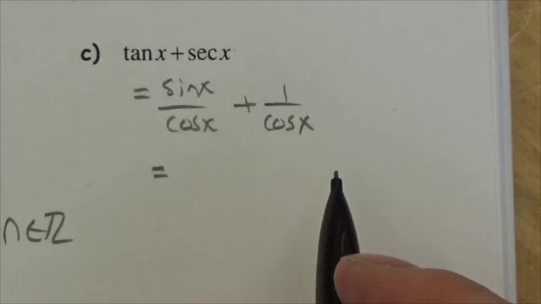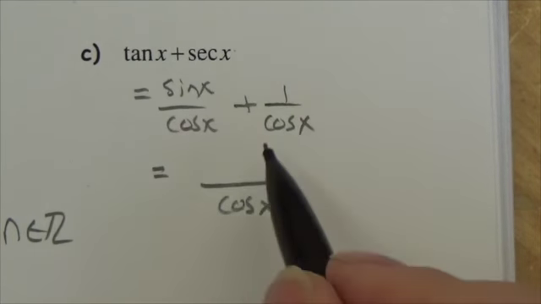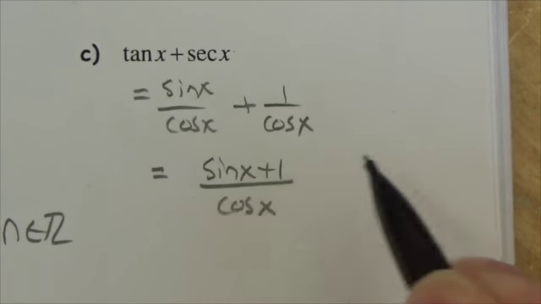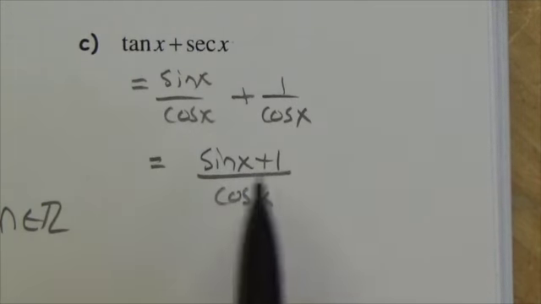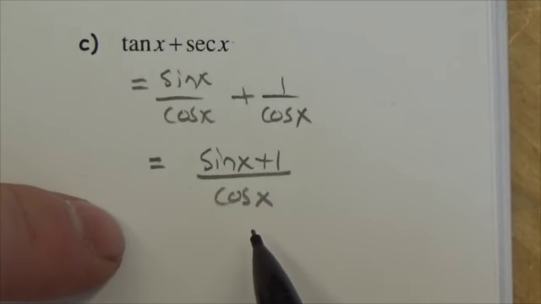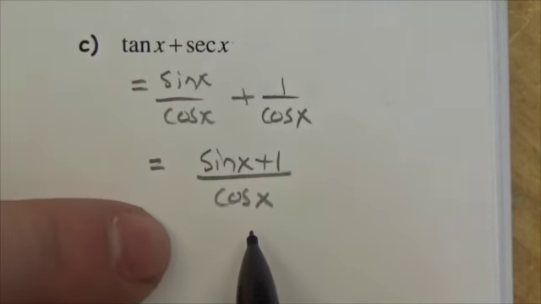Notice that their denominators are the same. They're both cosines. So this is going to be the cosine of x, and I will simply write this as the sine of x plus 1. Okay, now there's really not much more I can do to this at this point. I can't simplify this any further. I can't really make this less. All I've done here is taken those two terms and made it a single term.